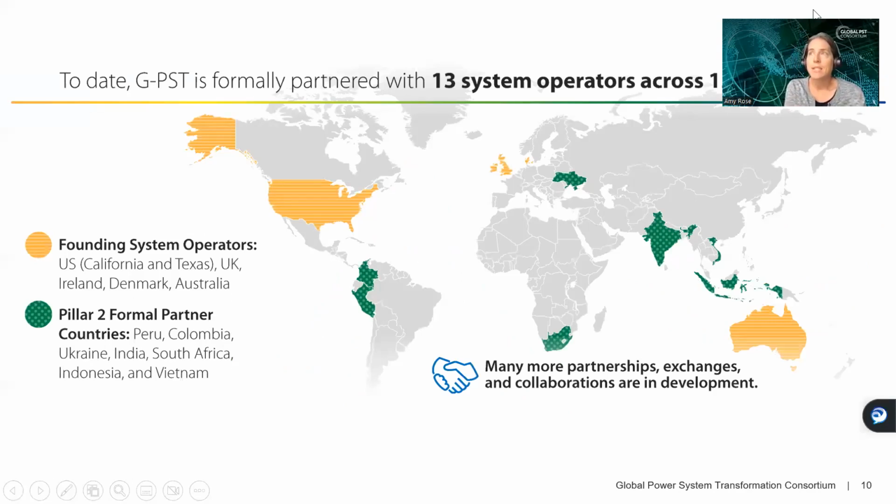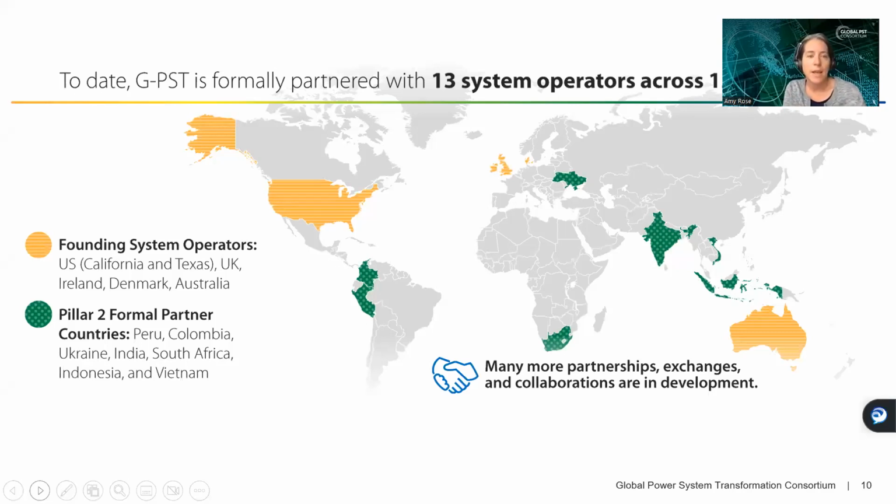To date, the G-PST is partners with 13 system operators across 12 different countries. So we really are going around the globe. And these include our founding system operators, which are in yellow here, as well as support to 7 system operators where we're providing that kind of technical assistance that you'll hear about today with COES. And what kind of assistance do we provide with these countries?